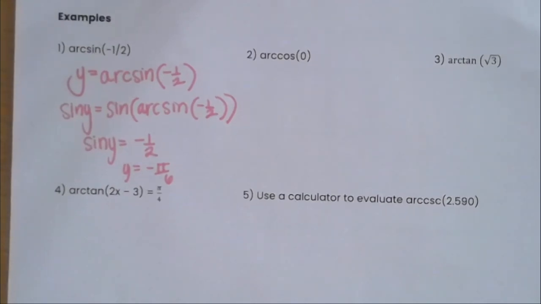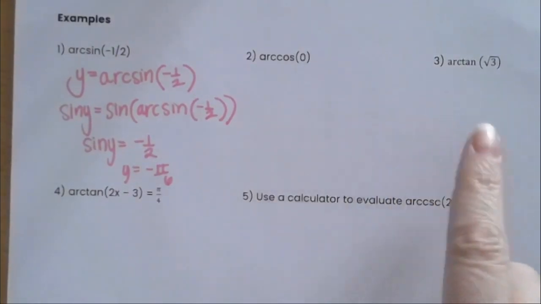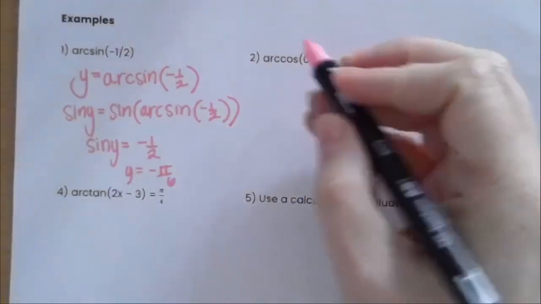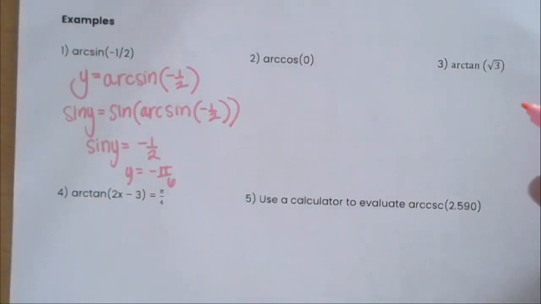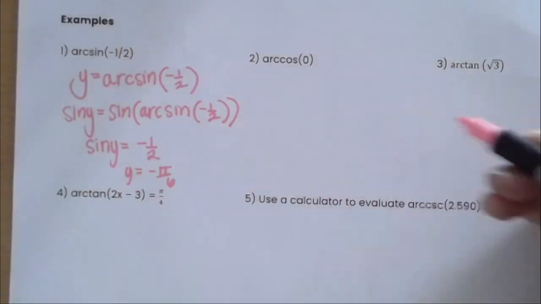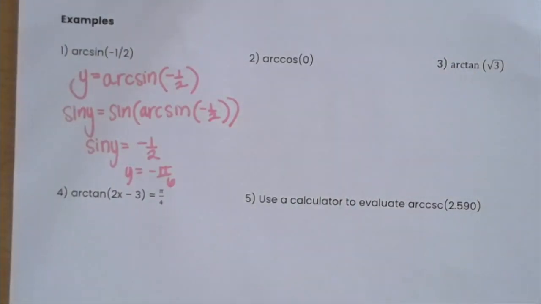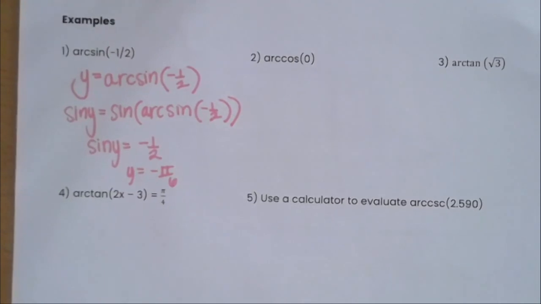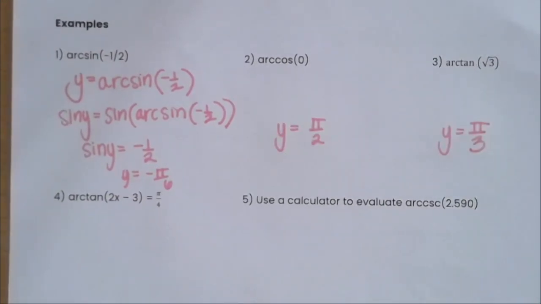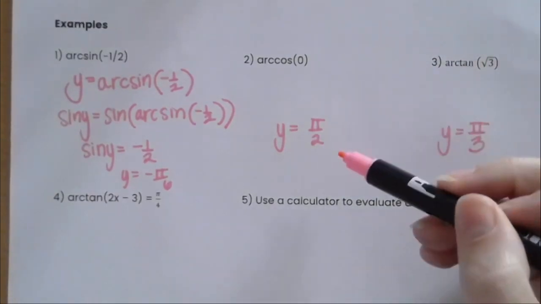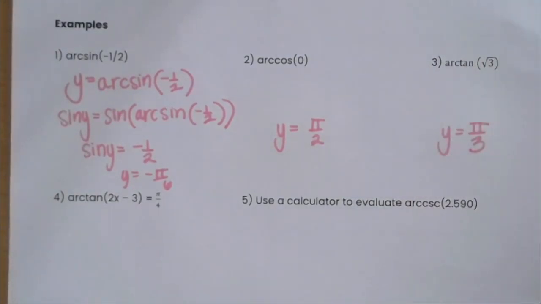So now the same goes for these next 2. We would build it the same way and then use the inverse operation. So go ahead and try number 2 and 3, and then I'll confirm it in just a sec. Okay, so for number 2, you should have gotten π/2. And then number 3, you should have gotten π/3. If we need to look at them in class, we absolutely can.